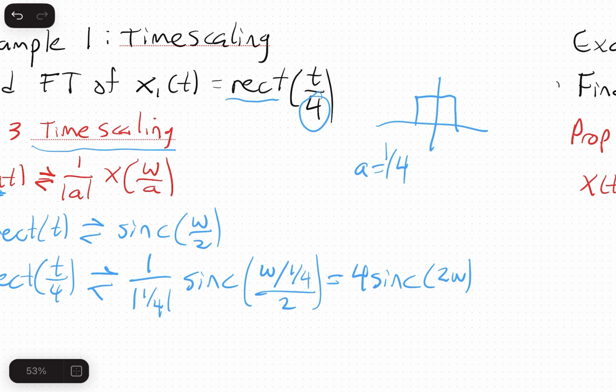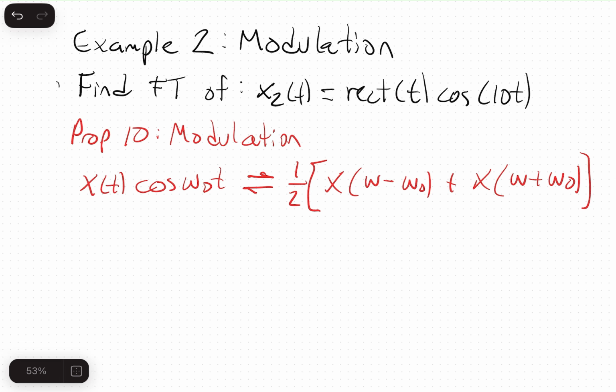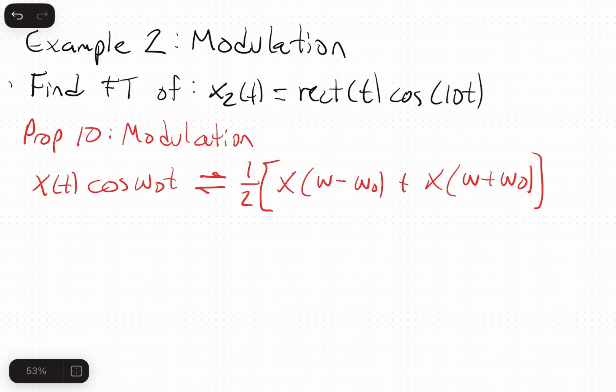Okay, let's move to the second example. This example is modulation. In modulation, you have a function x of t that is being multiplied by a cosine. The cosine is going to create spikes. If you remember, the Fourier transform of a cosine is just 2 spikes at its angular frequency, on the positive and the negative side.